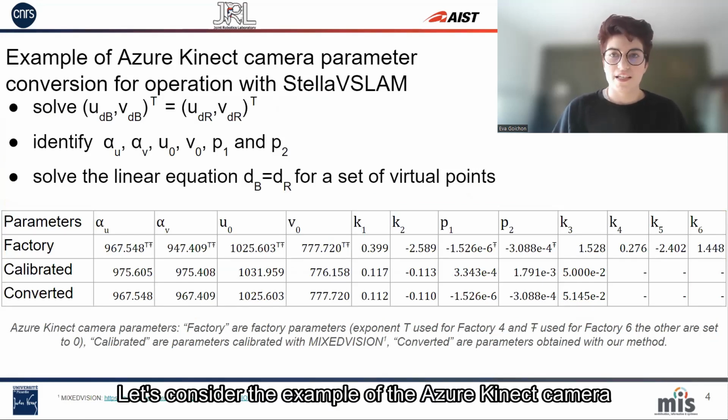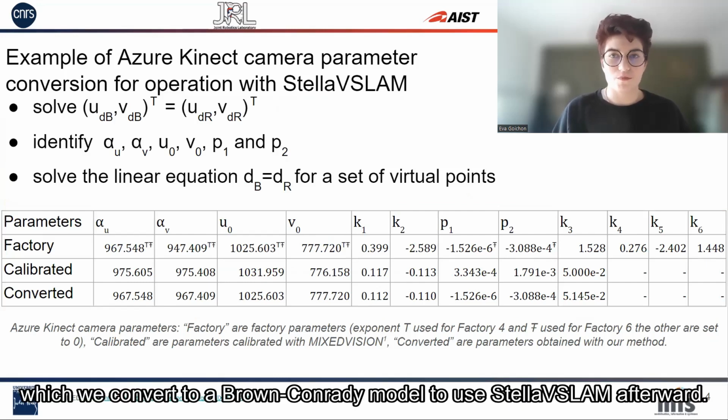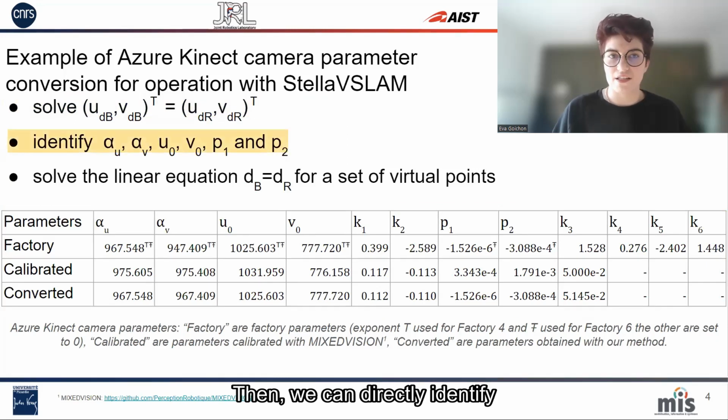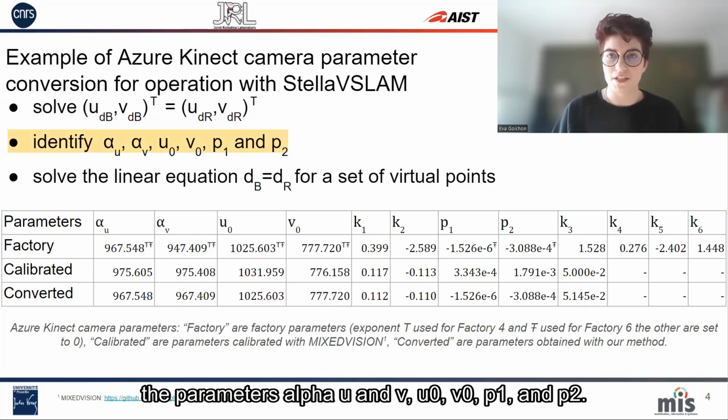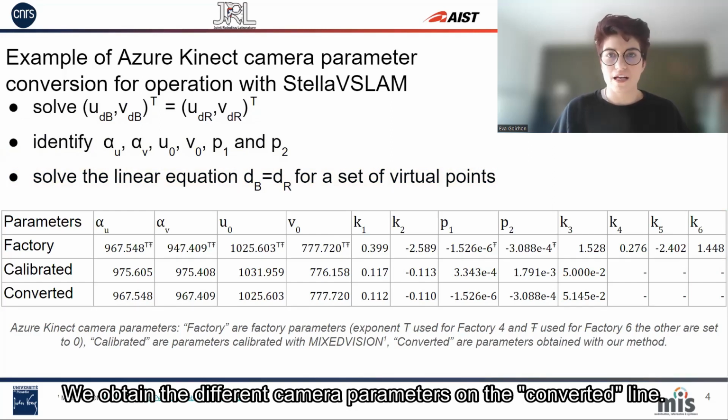Let's consider the example of the Azure Kinect camera in the rational polynomial model, which we convert to a Brown-Conrady model to use Stella Veslam afterward. We solve the following equation. Then we can directly identify the parameters alpha_u, alpha_v, u0, v0, p1, and p2. Next, we solve the linear equation with virtual points in the image. We obtain the different camera parameters on the converted line.